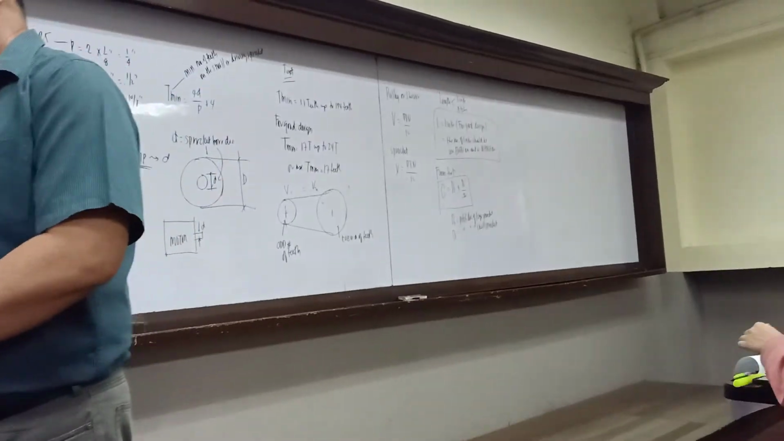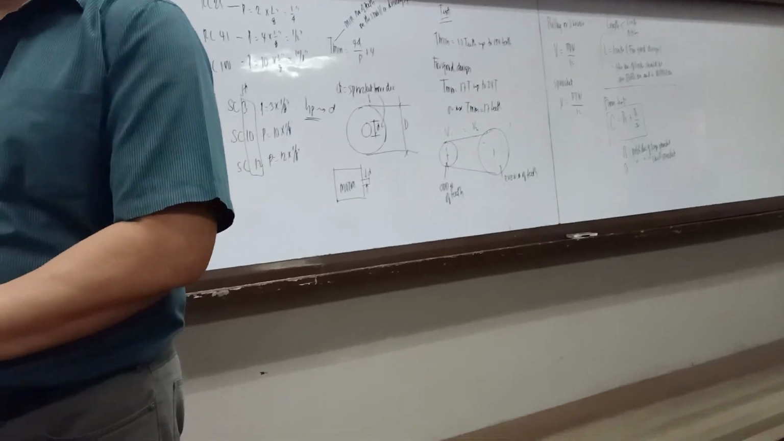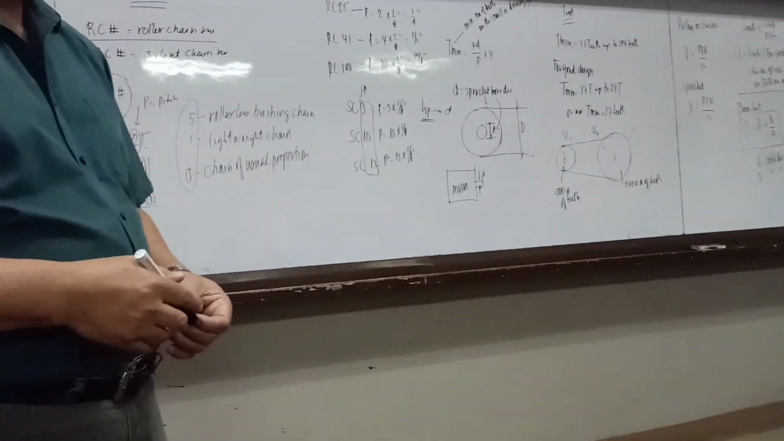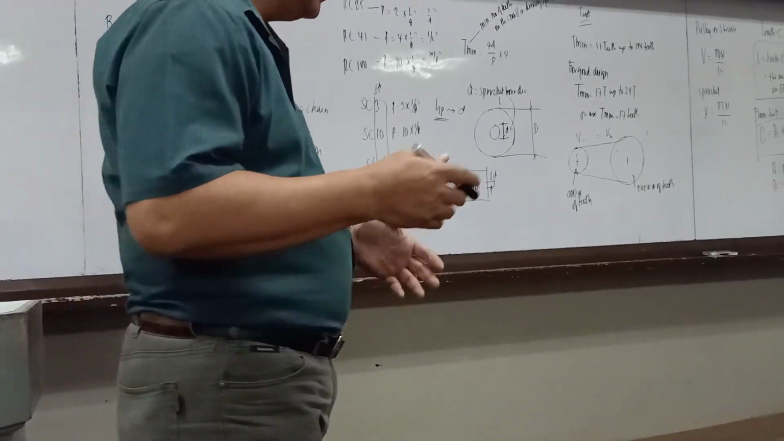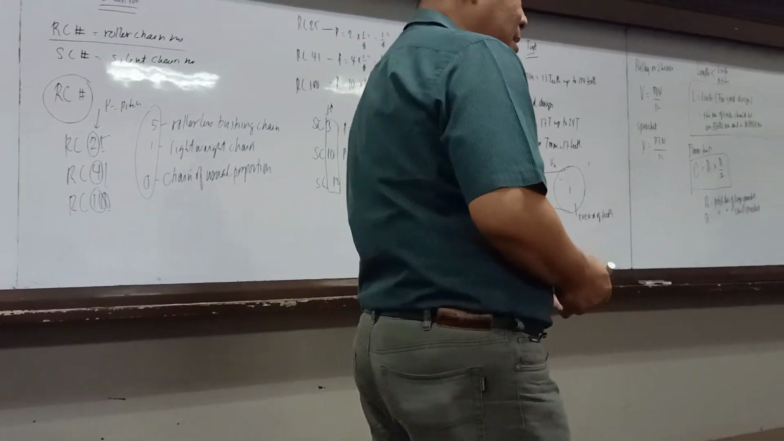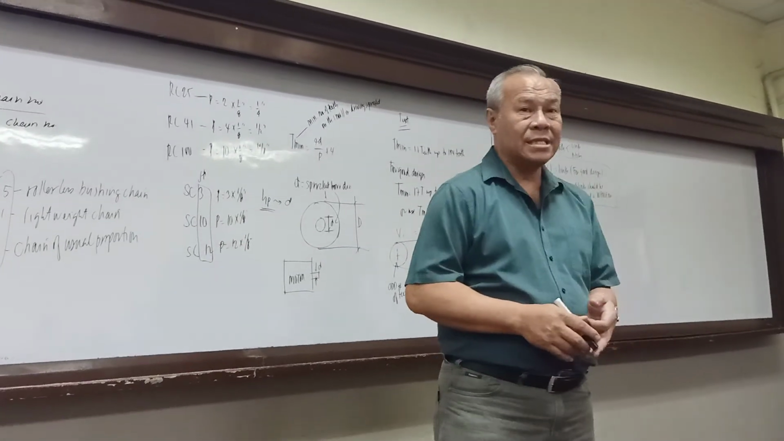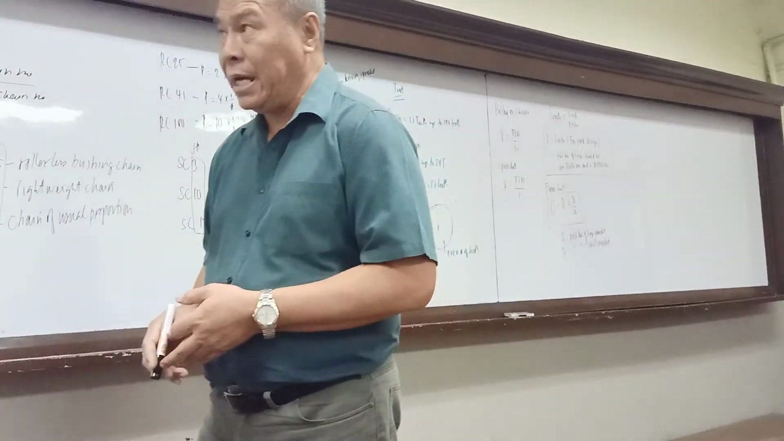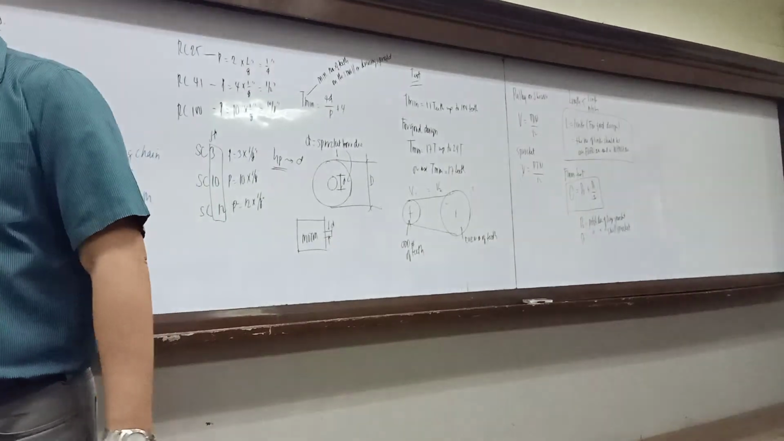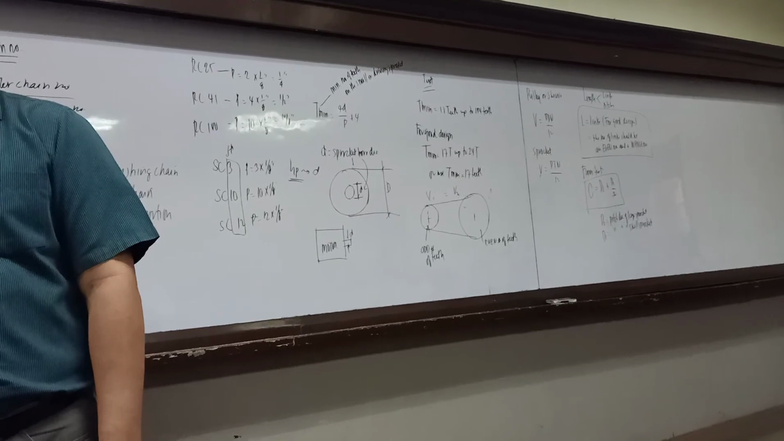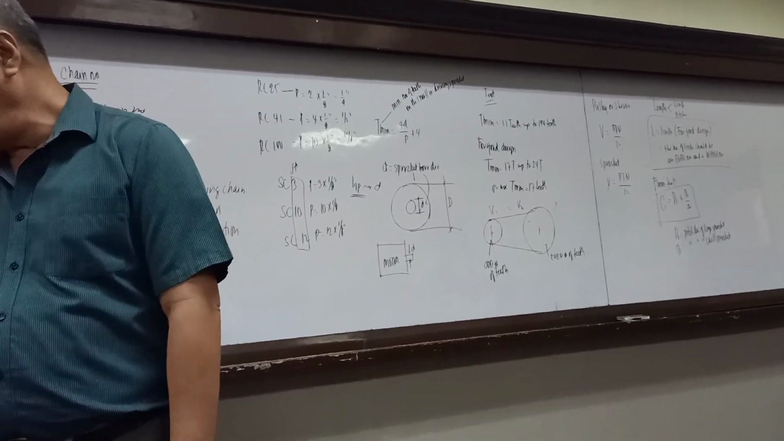So again, this is basically an empirical equation in order for us to determine the design of a chain. Simple lang ang equation natin, but take note that it's very important that we determine first the chain number. Kasi pag wala tayong chain number, just like in a V-belt, we cannot complete the design of the chain that we have.